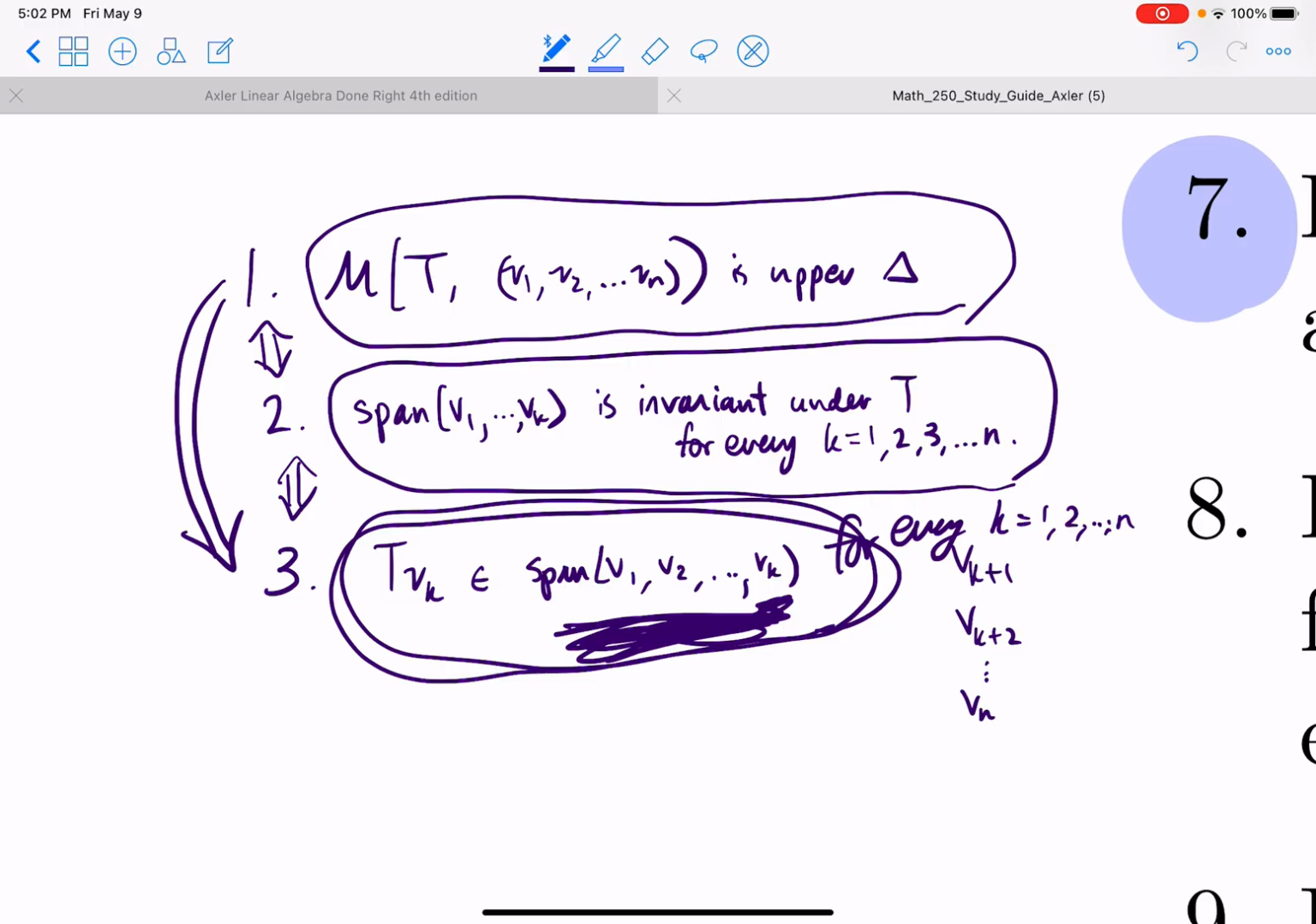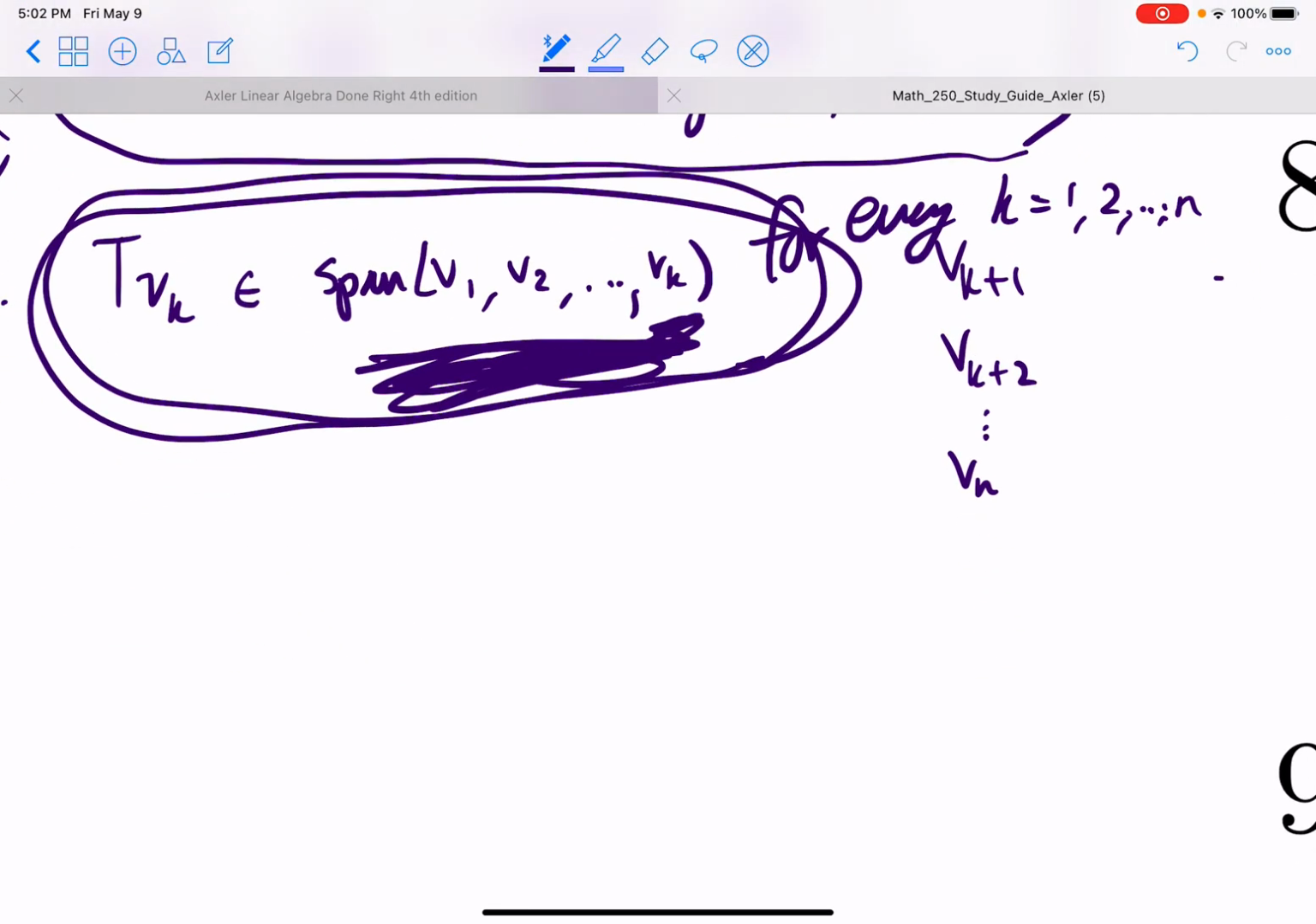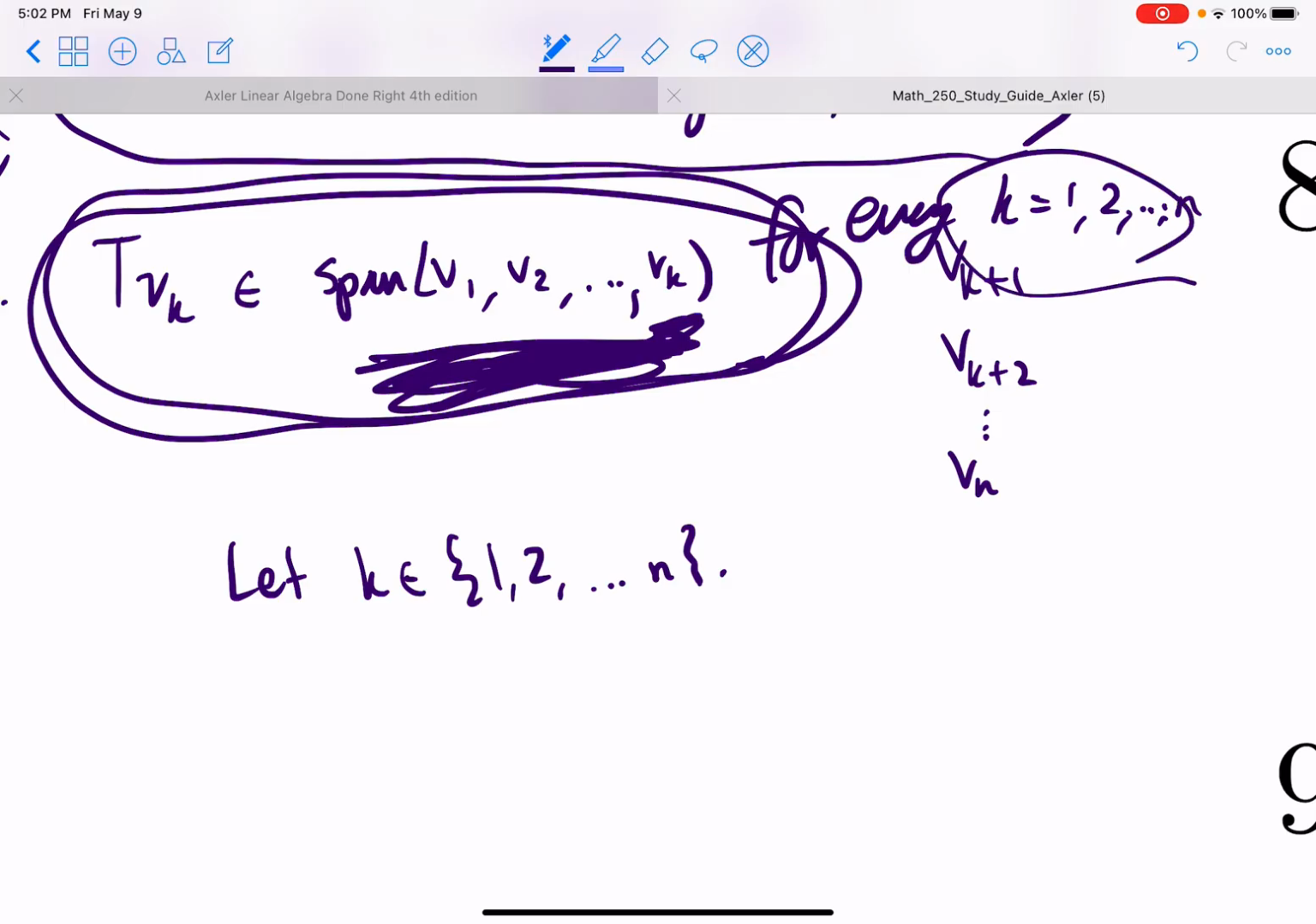We're allowed to assume that the matrix is upper triangular. So we need to prove this for every k. So let k be chosen, one of the integers from 1 to n, and be fixed. And then we'll do a proof, and because we chose k arbitrarily, it proves it for every k. Okay.